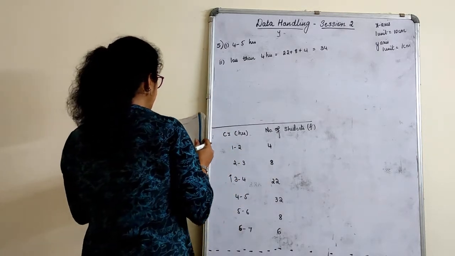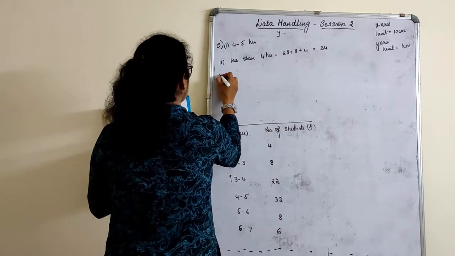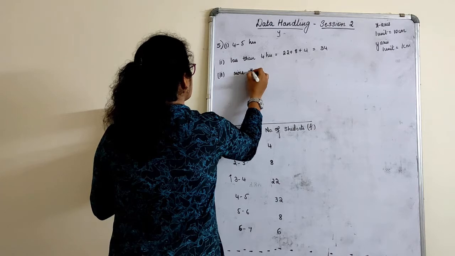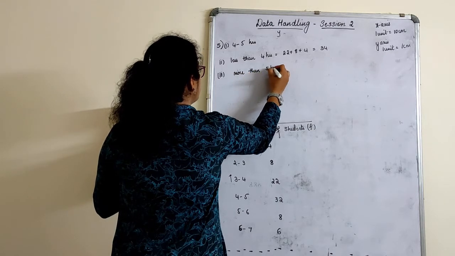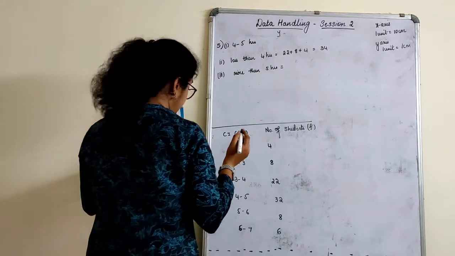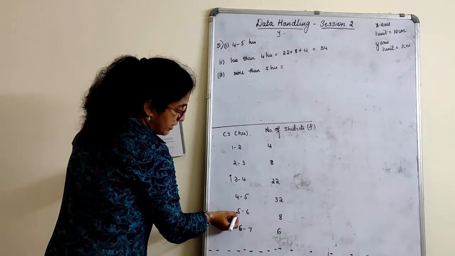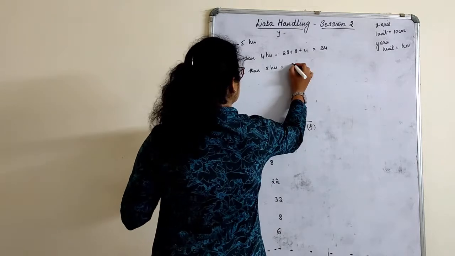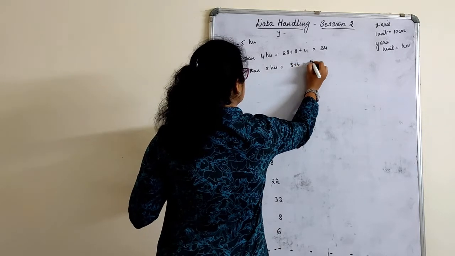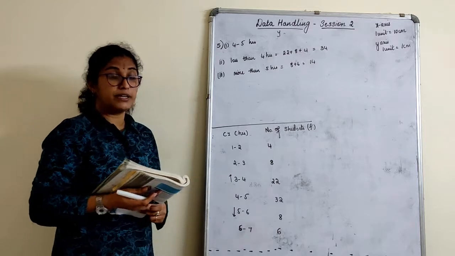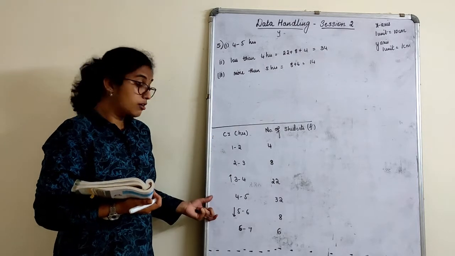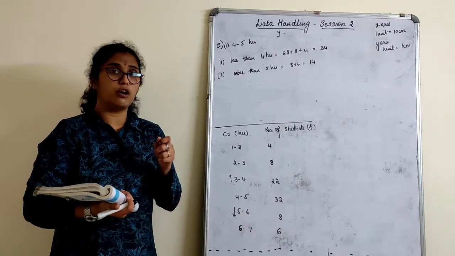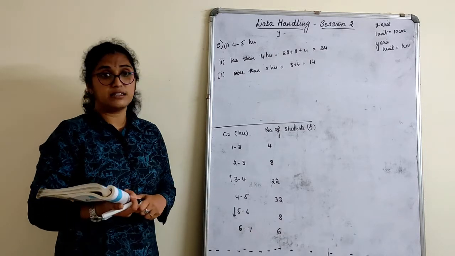How many students spent more than 5 hours in watching TV? More than 5 will definitely fall in this and down, not in this. So it is 8 plus 6, that's all. Answer is 14. I think this was much better for us to understand after we had it in the form of a class interval and students. I want even you all to do the same thing and then answer the questions.